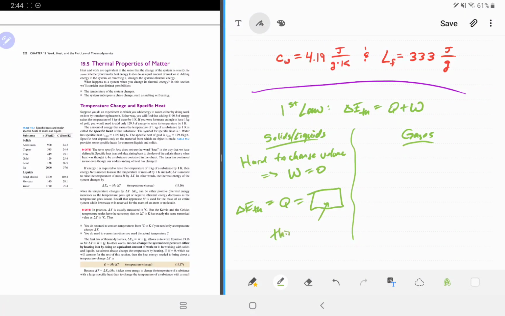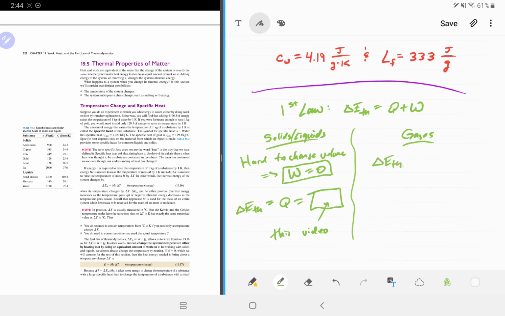So this video is going to precisely talk about the relationship between Q and delta T. And the reason it's so easy for solids and liquids is that it's a really good assumption to say that W is equal to 0. So if we were to draw PV diagrams for solids and liquids, they would always be vertical lines. Always, right? That change in volume is going to be 0, basically, for those. Gases, though, it's very different because W is non-zero.